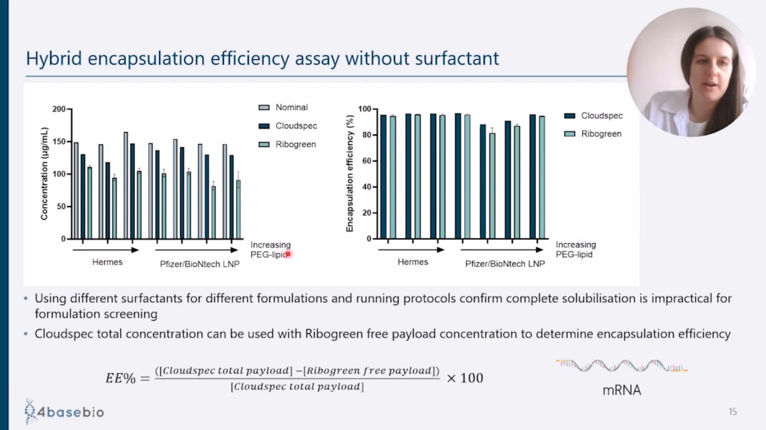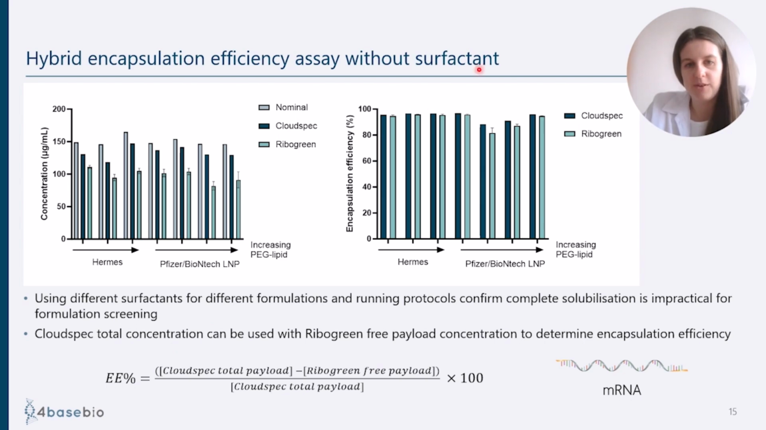So this is the formulations that I showed on a previous slide, where we saw really low RiboGreen compared to CloudSpec. But what we do now is we use the total payload concentration quantified by the CloudSpec, and we run a RiboGreen, but only on the free payload concentration, which is half the amount of work, or even less, because you don't need to add any other surfactant. So we take that free payload concentration from the RiboGreen only, and then of course divide that again by the total payload concentration to get your encapsulation efficiency.